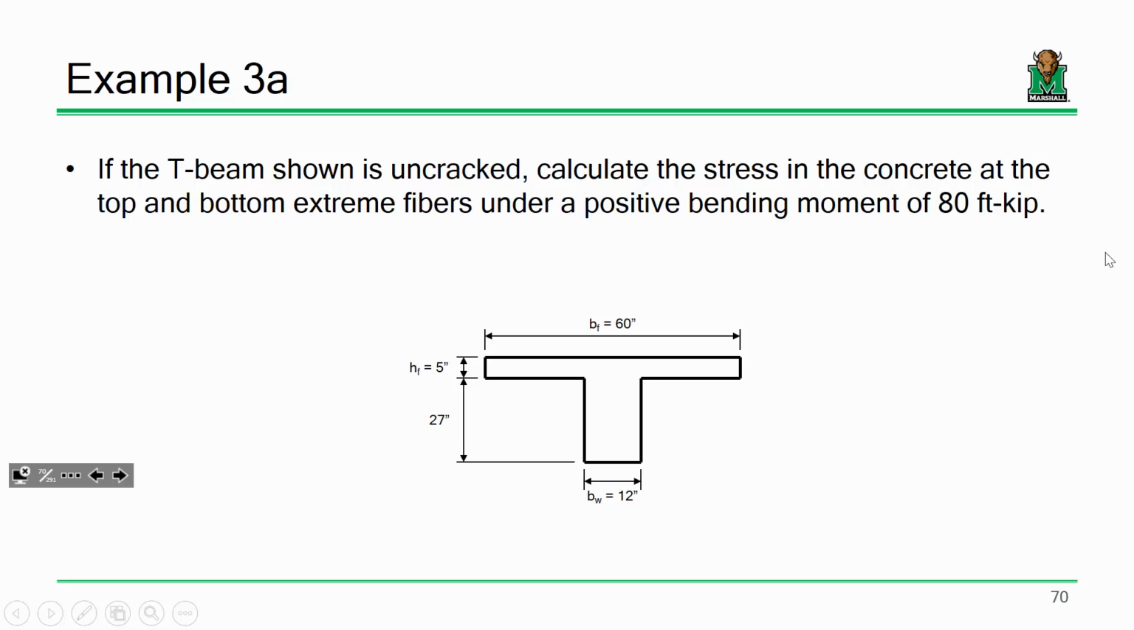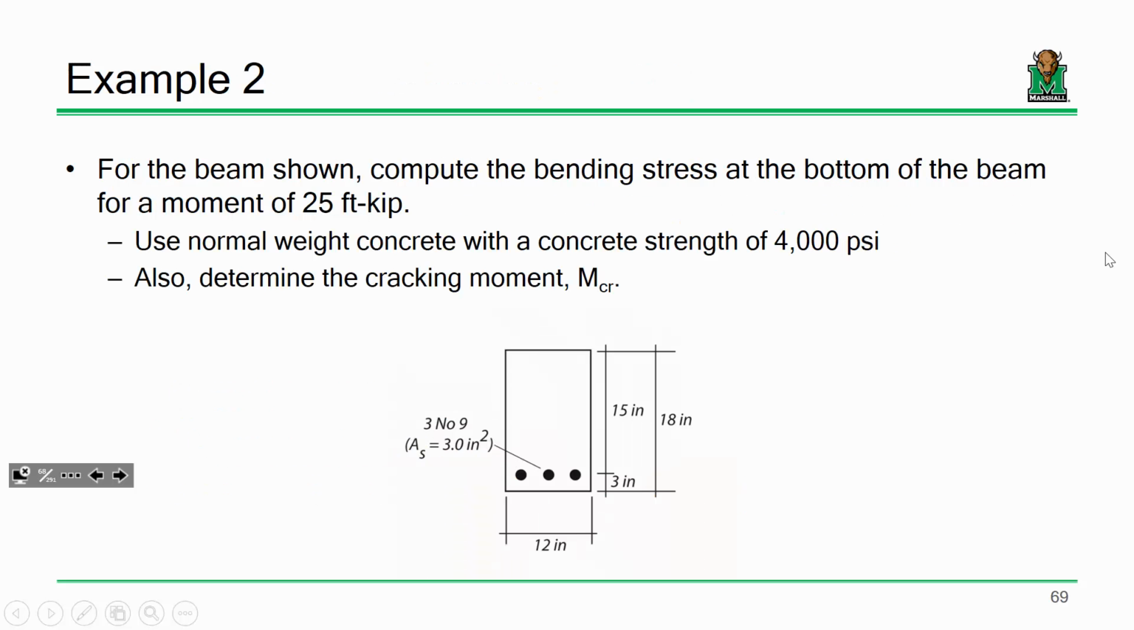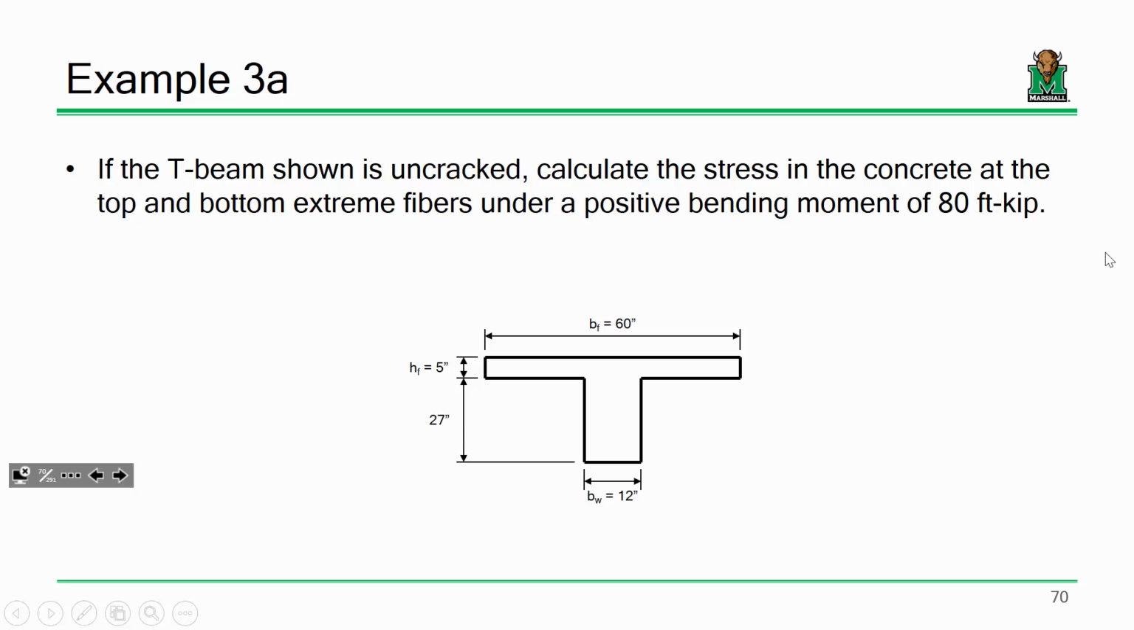So this problem is very, very similar to the one that we did previously. The only thing that makes it complicated is the moment of inertia. In other words, once we get the moment of inertia and the centroidal distance, it's the same equations. It's the same sigma equals My over I. All right. Sound good? Okay, so we'll take our time with this.